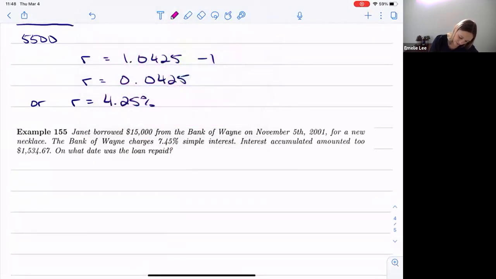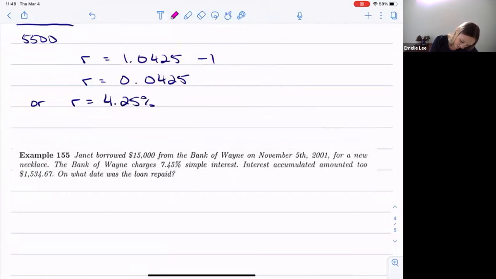And so here we know, and maybe I'll give myself a little bit more room here, that P is $15,000. November 5th, 2001 is my date one. That's when she borrowed this money, so that's when the clock starts. So here, I'm going to write date one, and I'm just going to convert it to month.day.year format right away. So November is 11/05/01.